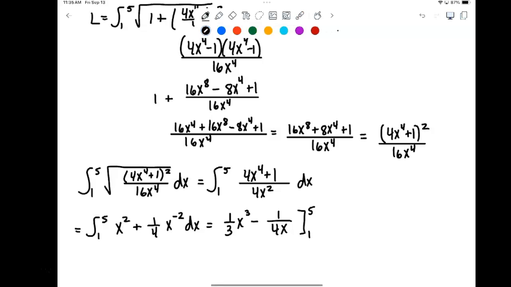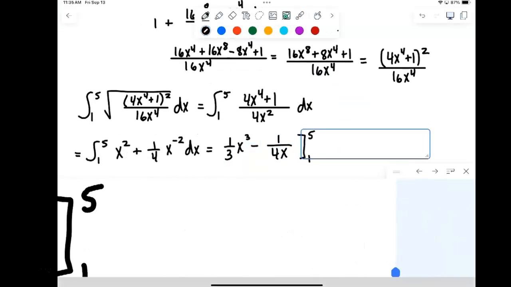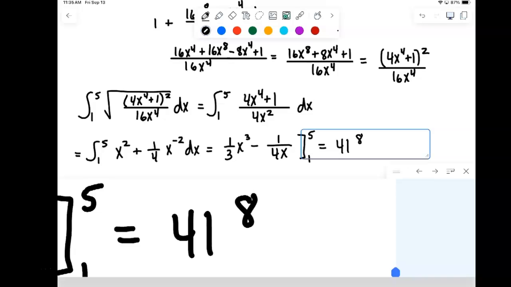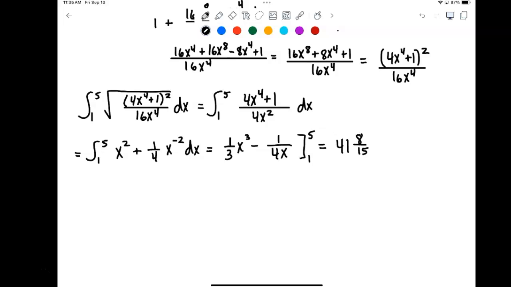And so when you take that difference, you will get 41 and 8/15. So it's very essential here for us that this thing, when we simplify inside, becomes something we can really bring out of the square root and have something that we can then integrate. And not many problems do that.